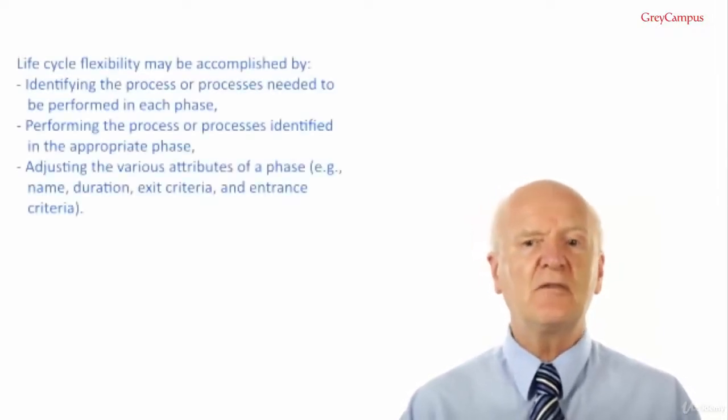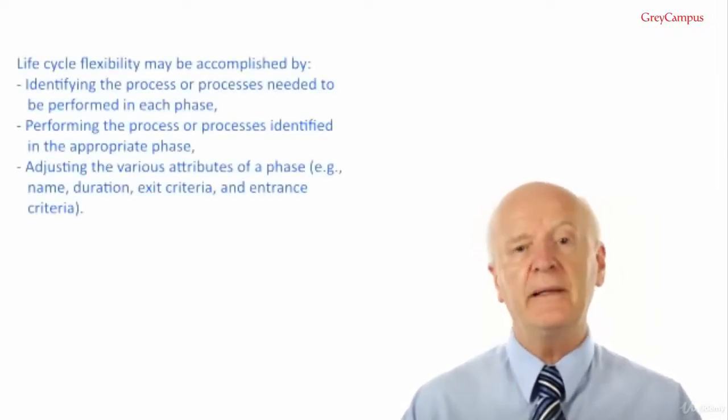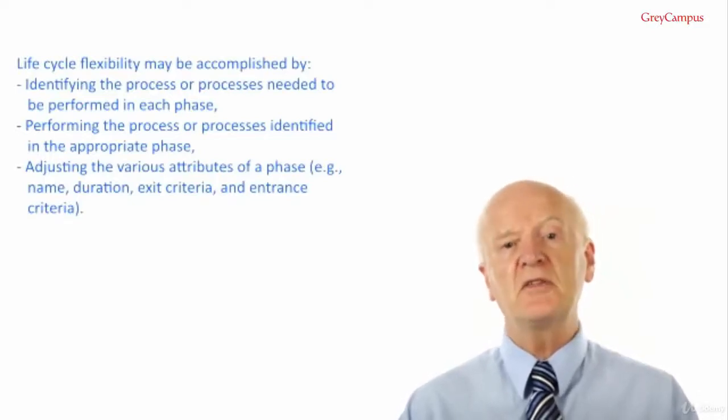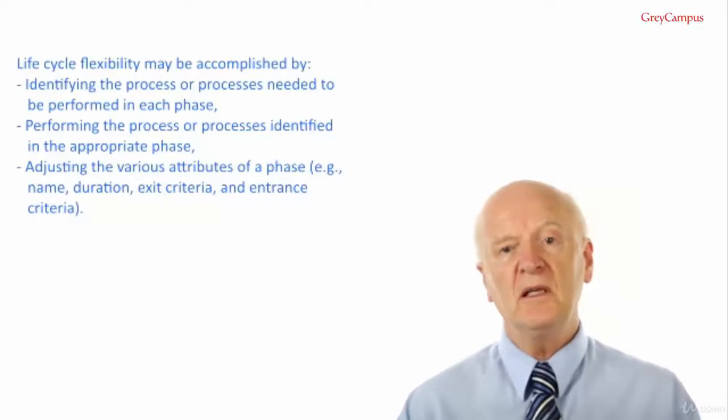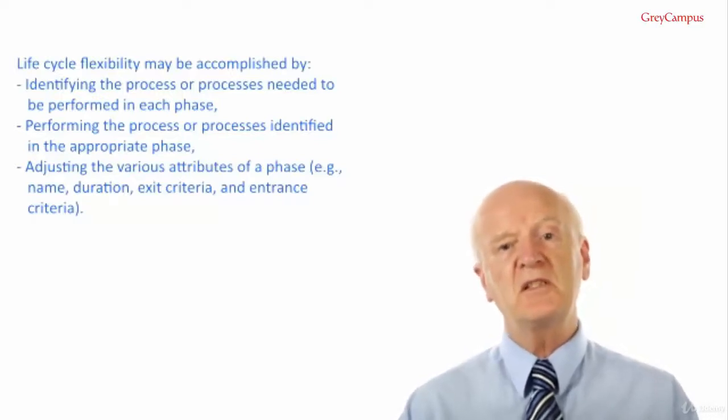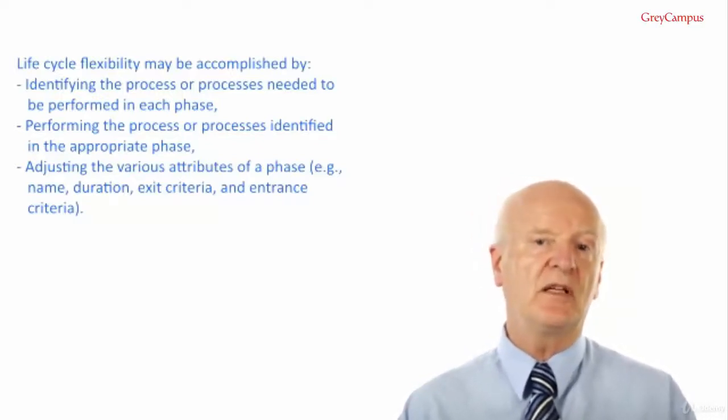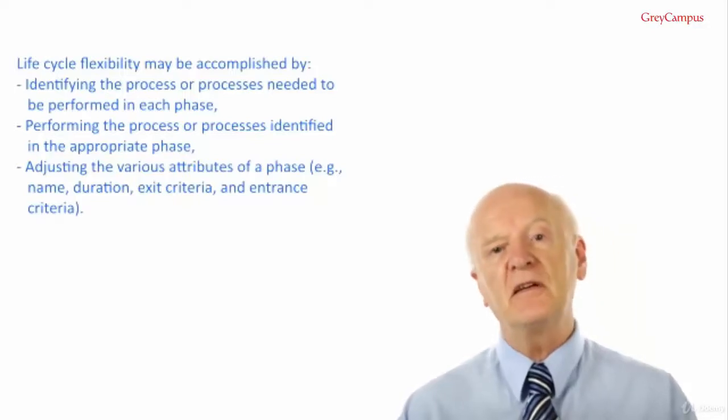Life cycle flexibility may be accomplished by identifying the process or processes needed to be performed at each phase, performing the process or processes identified in the appropriate phase, adjusting the various attributes of a phase, for example name, duration, exit criteria and entrance criteria.